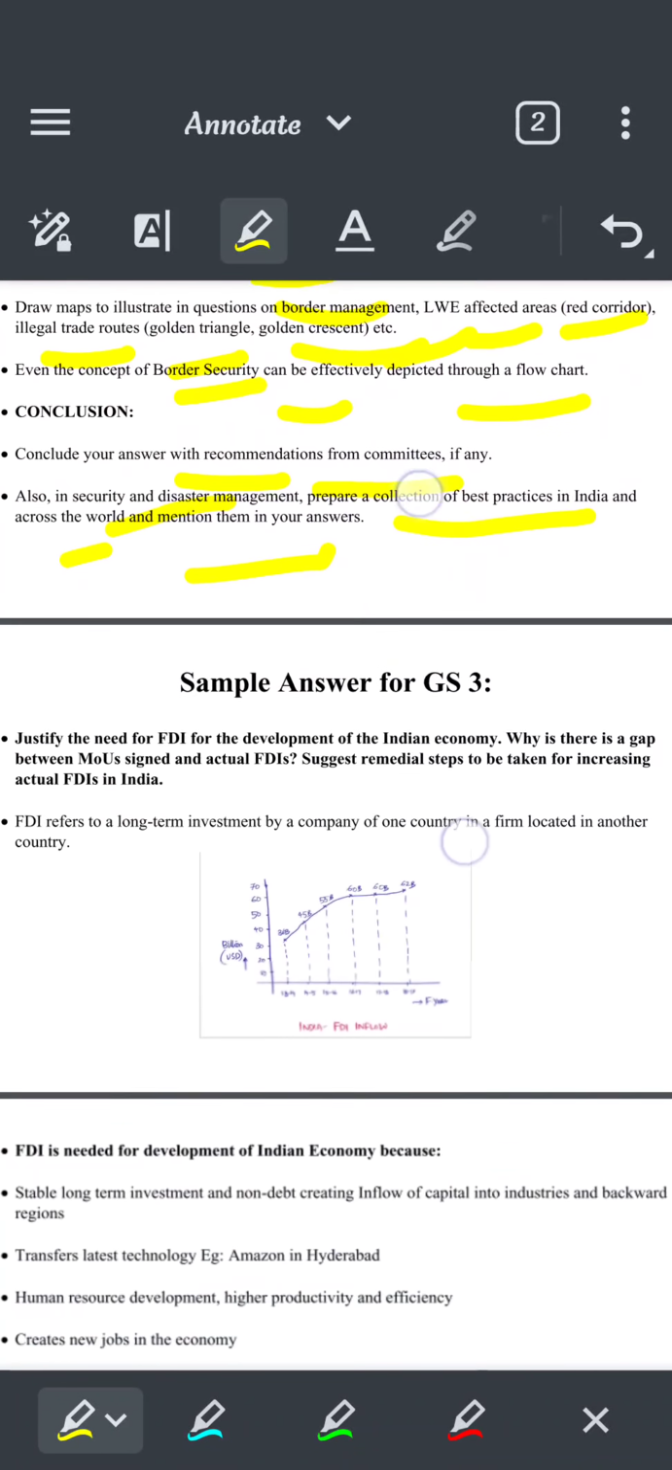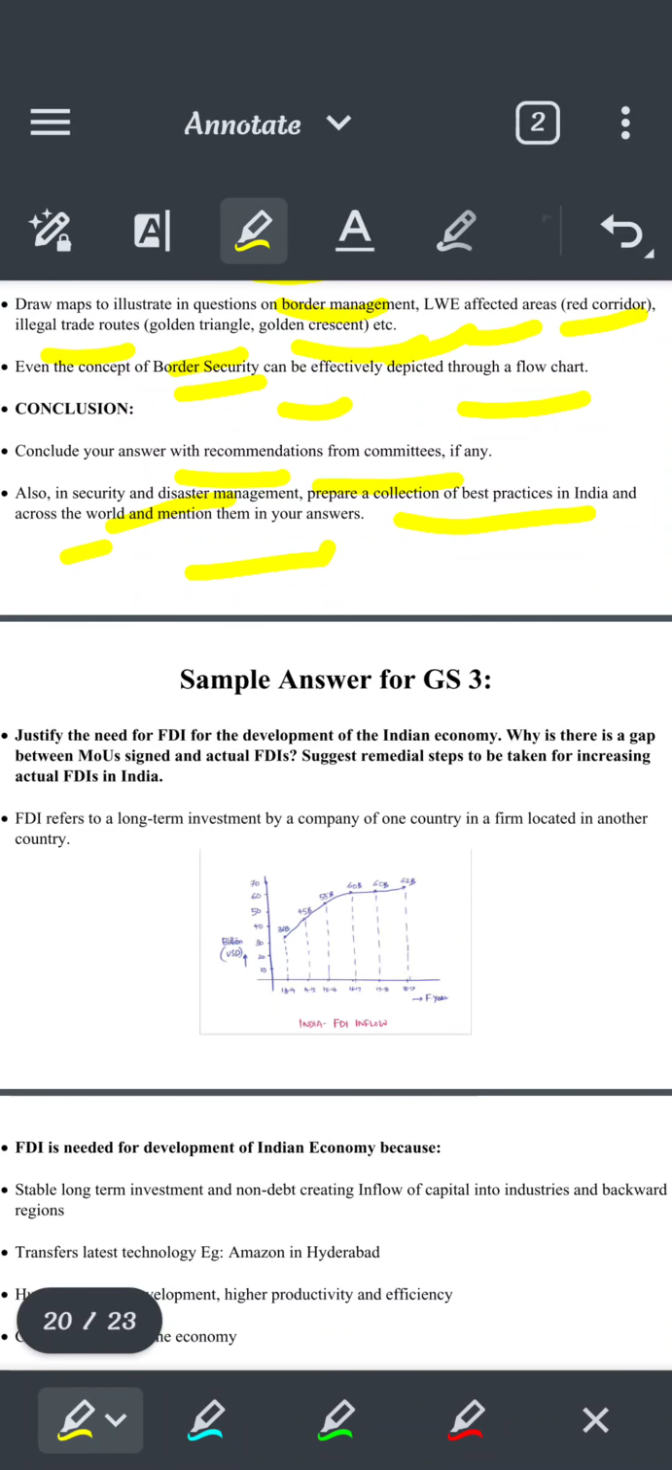Okay. So next is the sample. We will discuss a sample answer for GS paper 3. Justify the need for FDI for the development of the Indian economy. Why is there a gap between MOUs signed and actual FDIs? Suggest remedial steps to be taken for increasing actual FDIs in India.